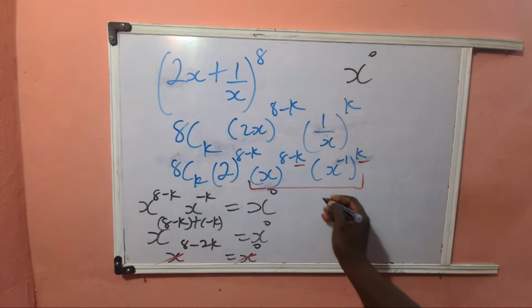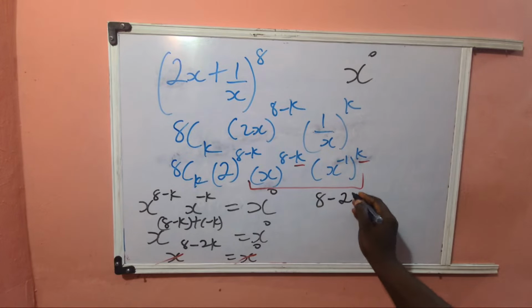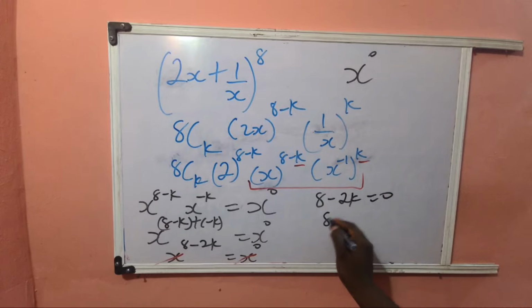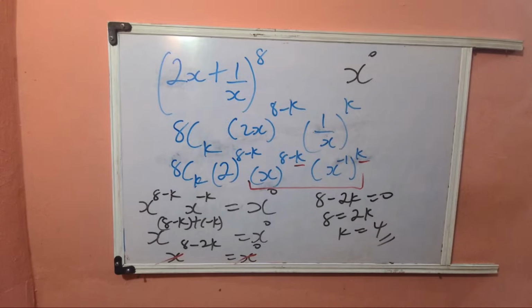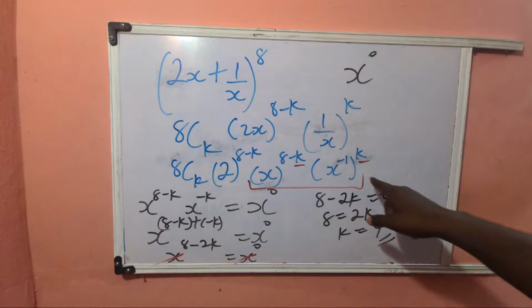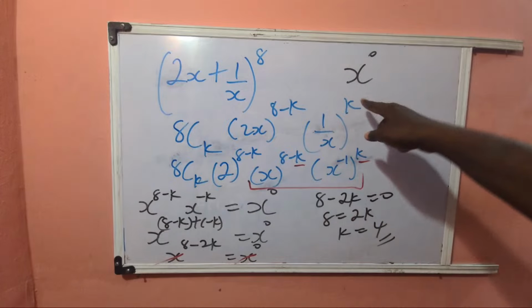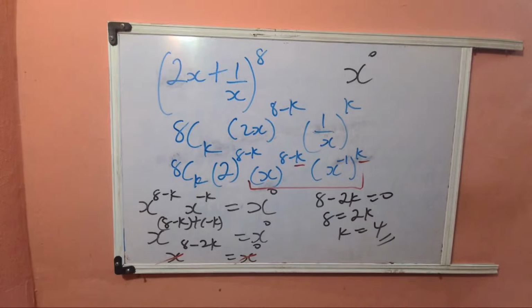So 8 minus 2k equals 0. 8 equals 2k, k equals 4. Wow. Do you see that? I've been able to recognize that if I put in k as 4 into this particular place, I'm going to get x raised to the power of 0.